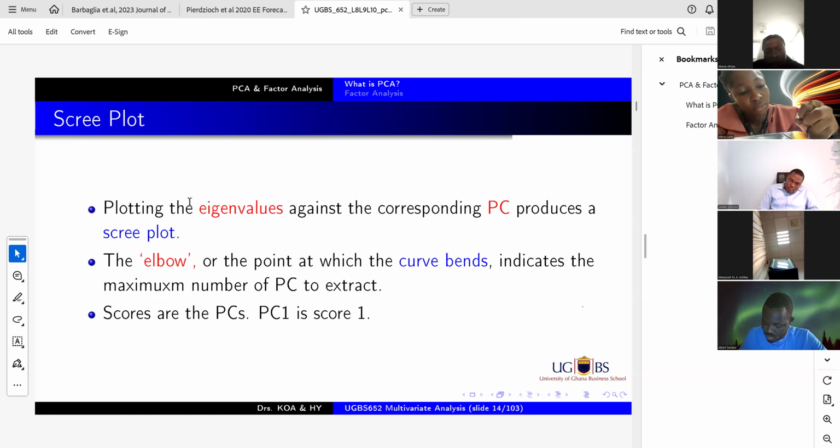All right, so you can plot the eigenvalues against the corresponding principal components using the scree plot. And then the elbow, that is the point at which the curve bends, will tell you the maximum number of principal components to extract.